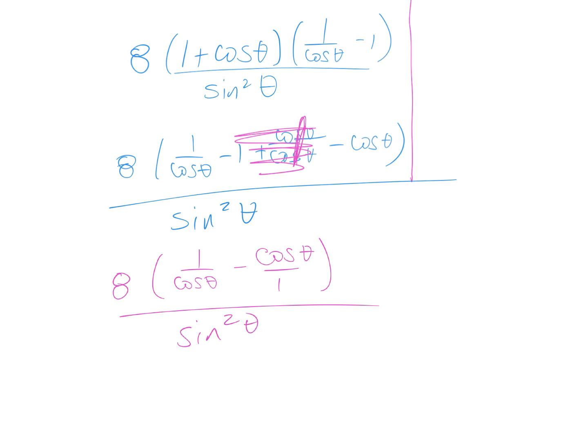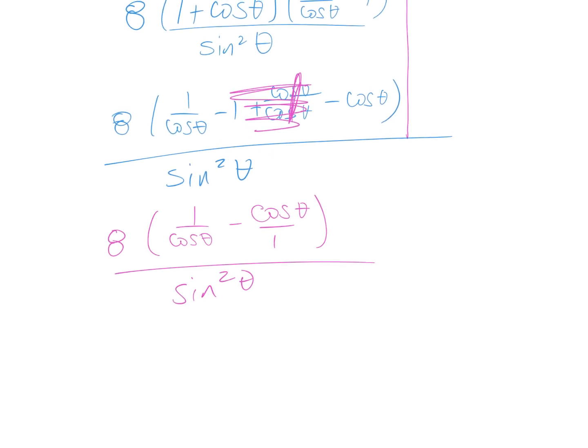Is everyone still with me? Okay, look at those two fractions. If I'm going to subtract them, they have to have a what? So I need this to be cosine, right? So I'd have to multiply the top by cosine.